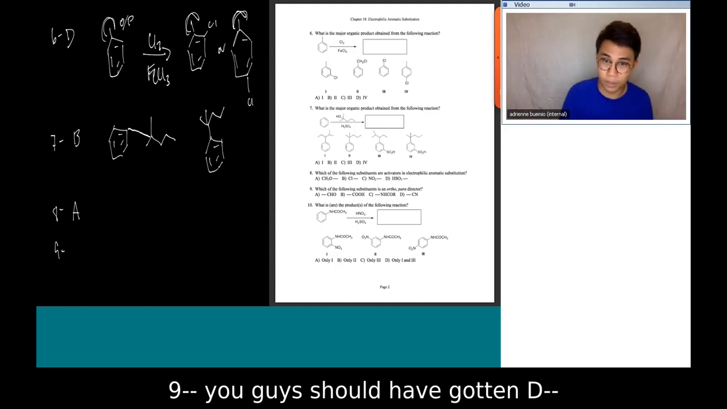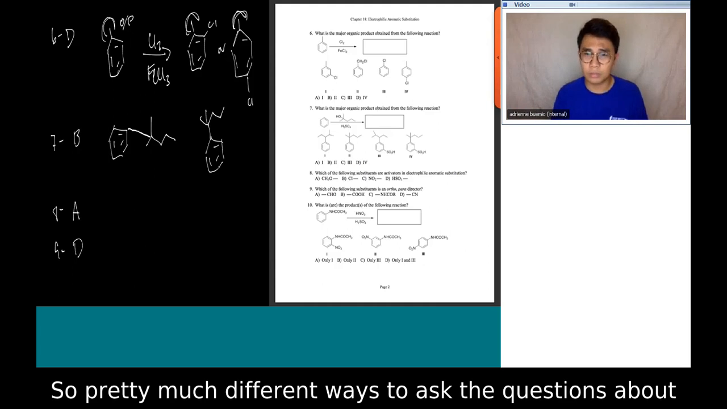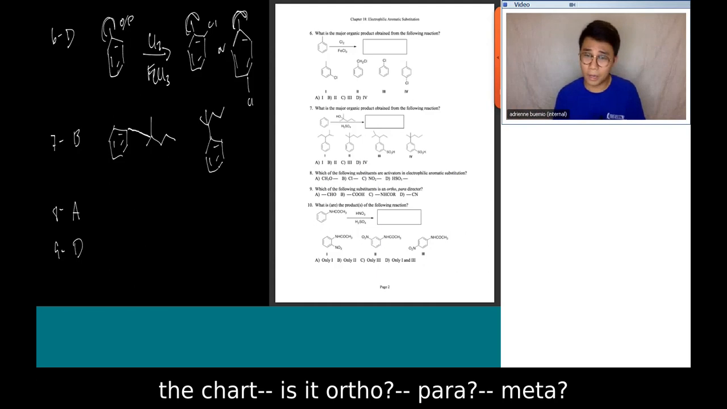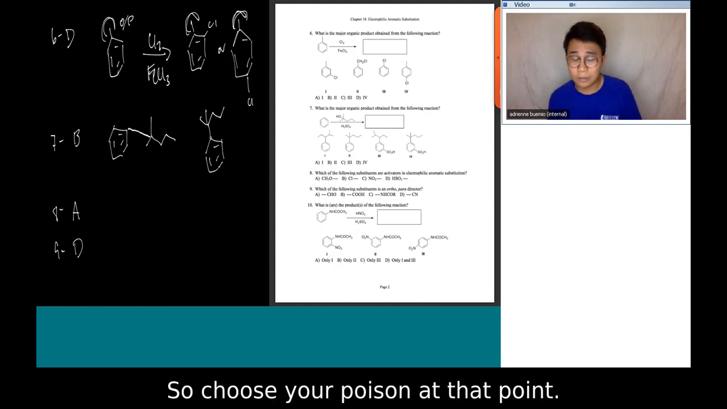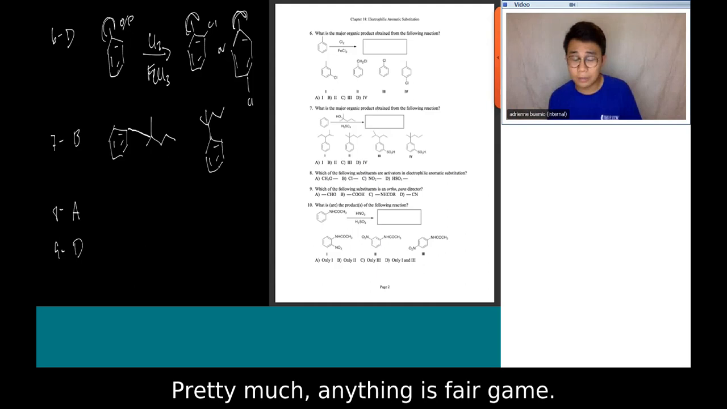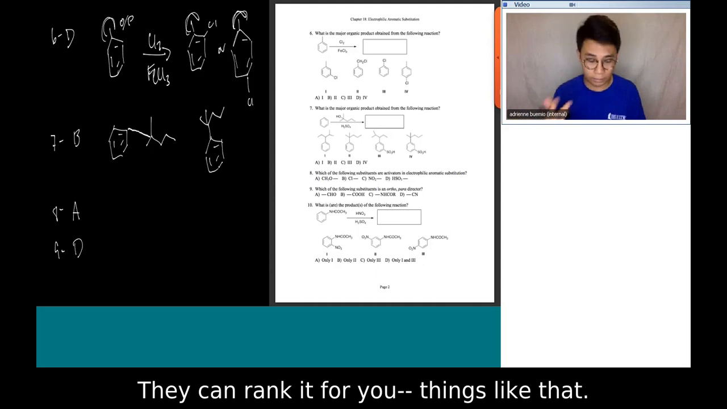in the summary. For 9, you guys should have gotten D, again with the chart, right? So pretty much there are different ways to ask the questions about the chart. Is it ortho, para, meta? Is it activating, deactivating, things like that? So it's kind of like choose your poison at that point. Pretty much anything is fair game. They can word it any way they want. They can rank it for you, things like that.